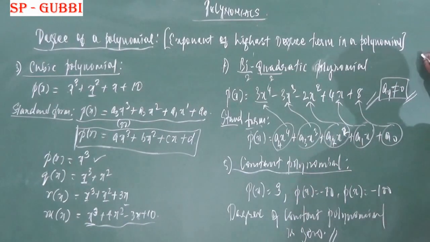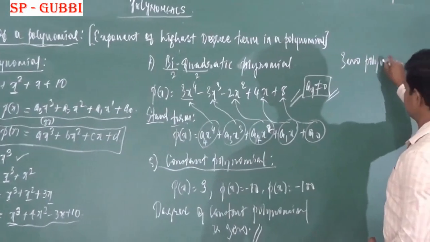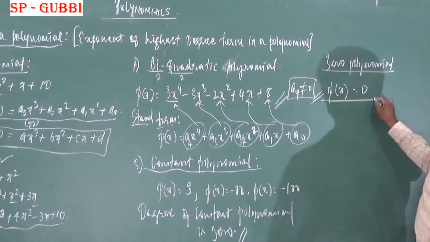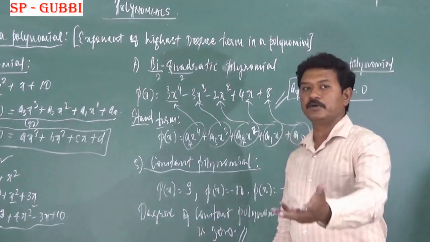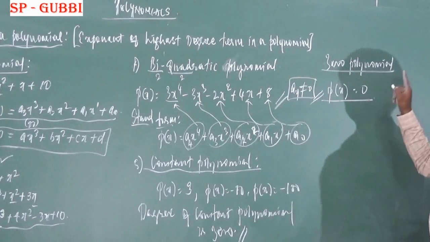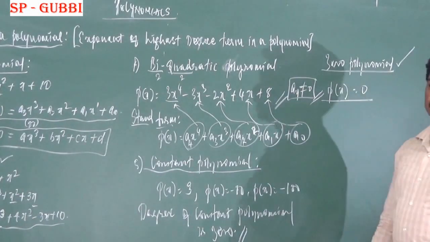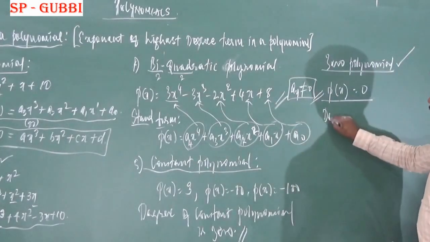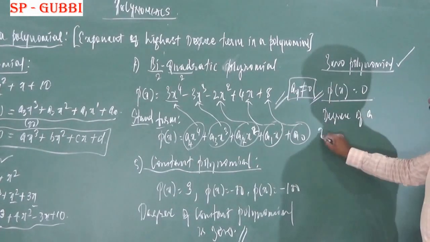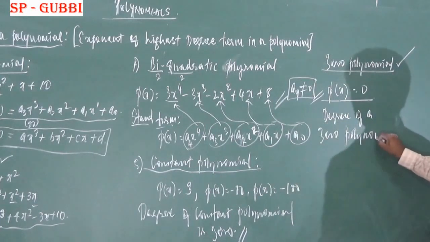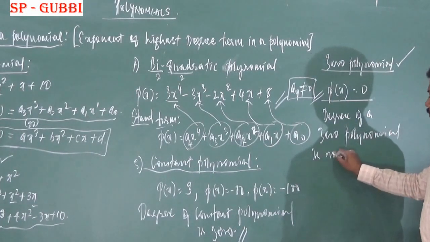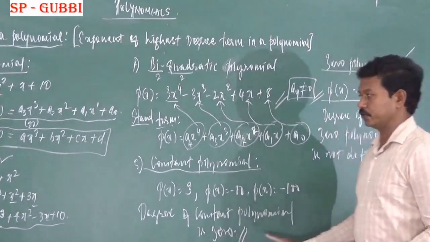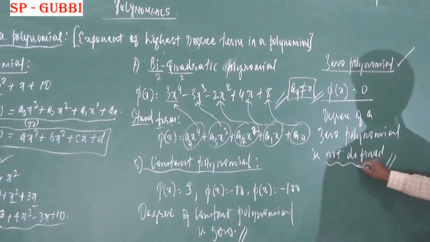Now we also have the 0 polynomial, where the polynomial p of x is exactly equal to 0. If a polynomial is exactly equal to 0, then it is called a 0 polynomial. Now, what is the degree of a 0 polynomial? The degree of a 0 polynomial is not defined. Remember this. This is very, very important. So the degree of a constant polynomial is 0 and the degree of a zero polynomial is not defined.